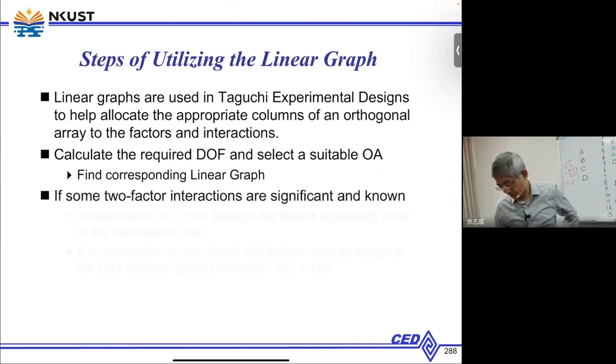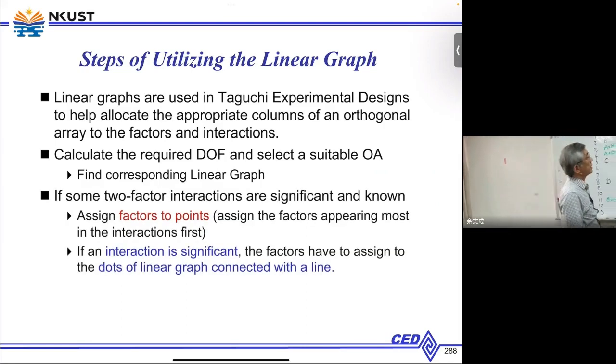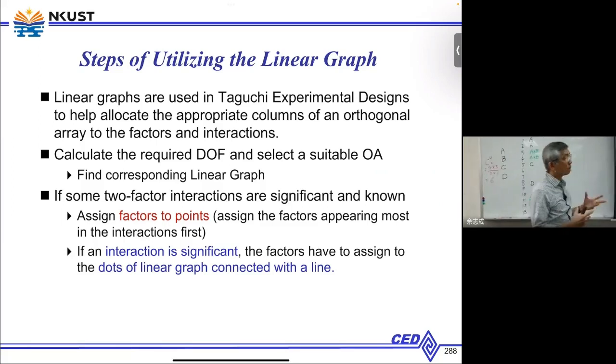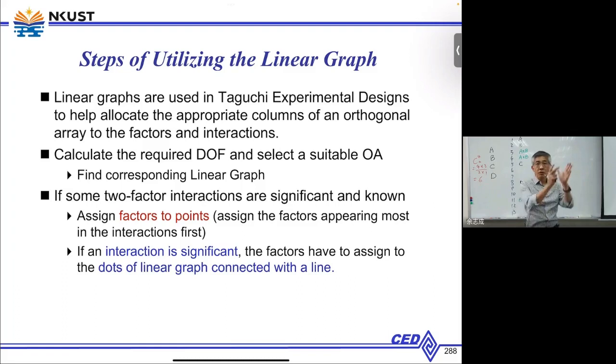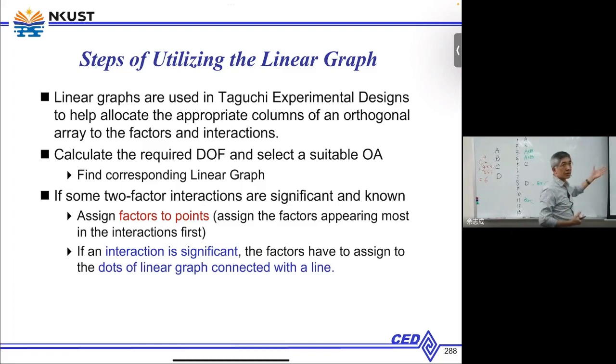So you need to calculate how big you need. First, this is called degree of freedom, and I will talk about that later. But basically, you understand that if you want to analyze the interaction, you need to have a bigger table. In such a way, you can have columns for the main effects, and also some columns for those important interactions. How do I use the linear graph?